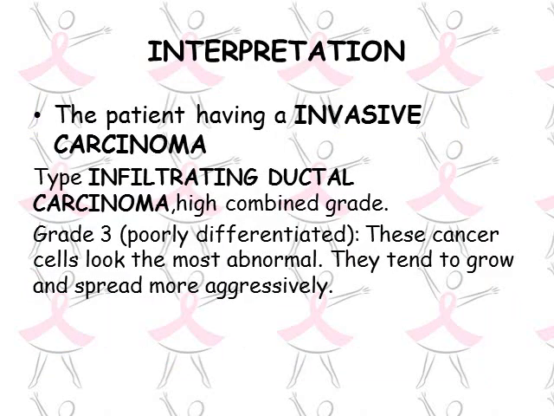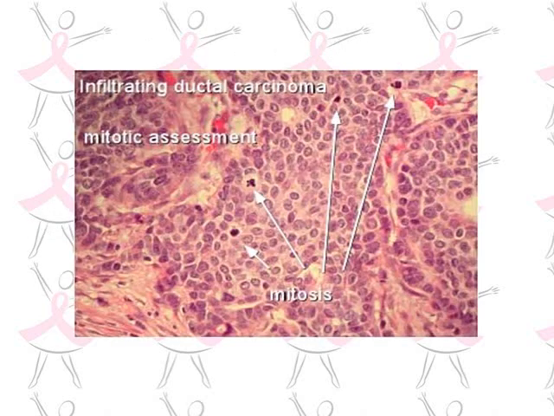Interpretation, which is the result, is that the patient has an invasive carcinoma, which is a type of infiltrating ductal carcinoma. It is a high combined grade, grade 3, poorly differentiated. These cancer cells look the most abnormal. They tend to grow and spread more aggressively. So in the picture, microscopy shows the infiltrating ductal carcinoma, where you can see the mitosis very well.